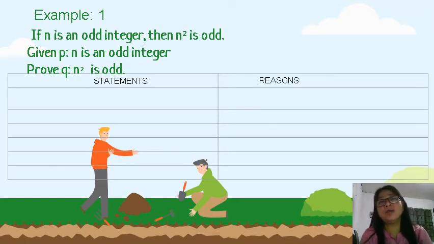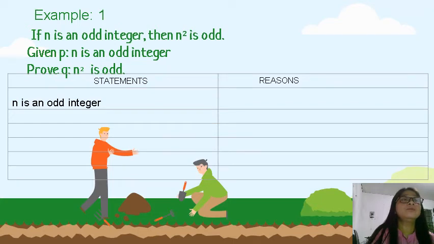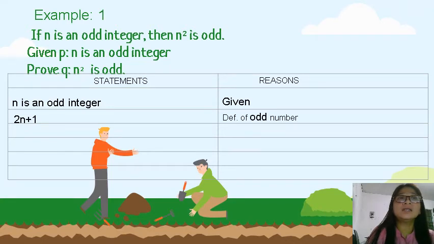So we have the statements, and on the other side, we have the reason. So una nating ilalagay is n is an odd integer. So by reason of that is the given. So n equals 2n plus 1, this is the definition of odd number. So kahit na anong i-input natin sa n na odd number, the answer would always be an odd number.